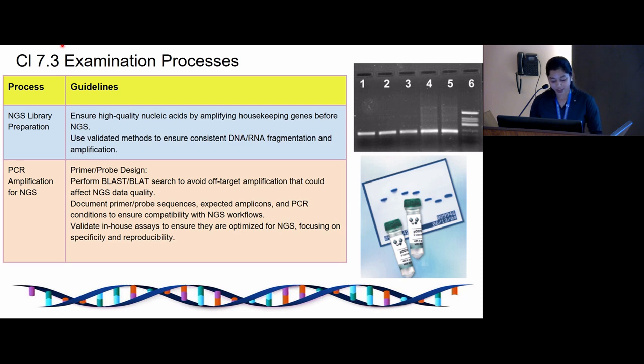For PCR amplification, careful primer designing is very critical. Performing a BLAST or a BLAT search helps to avoid off-target amplification, which could interfere with the NGS data quality. In-house assays must be validated for NGS compatibility with a focus on specificity and reproducibility, and all necessary conditions must be documented to align with NGS workflows. And amplicon size and purity should be verified using gel electrophoresis.